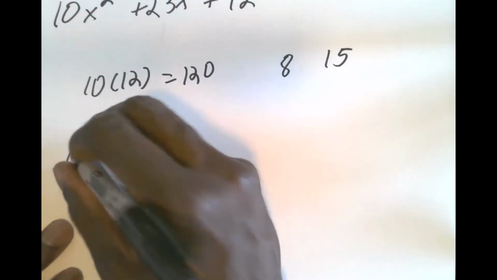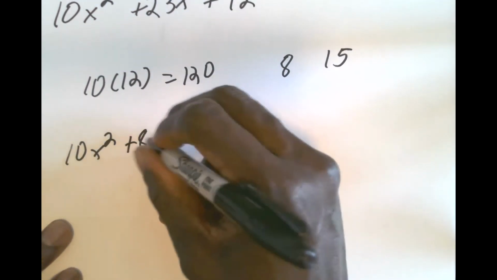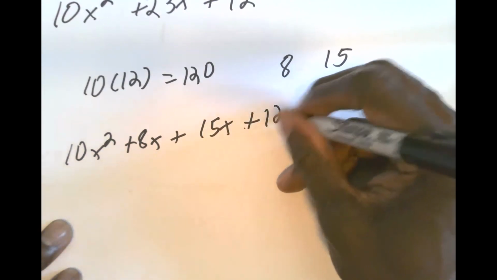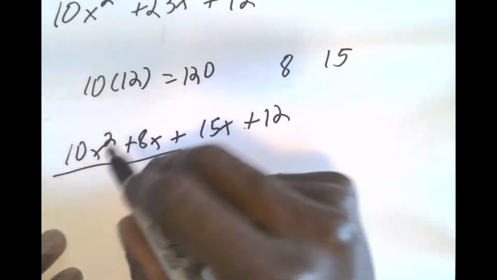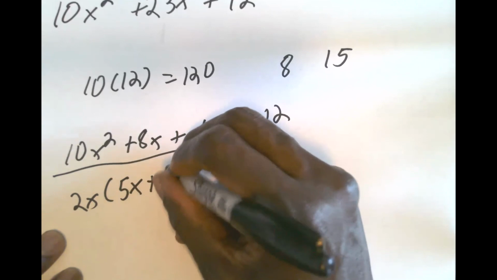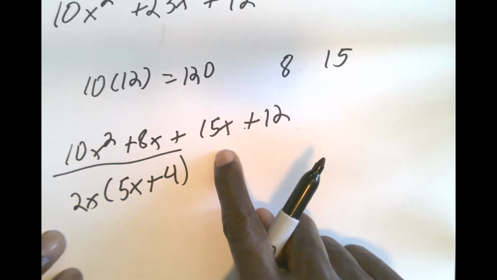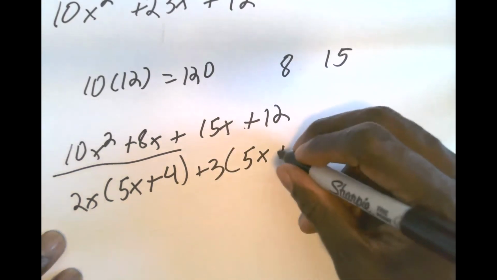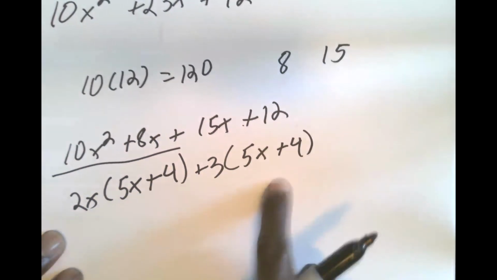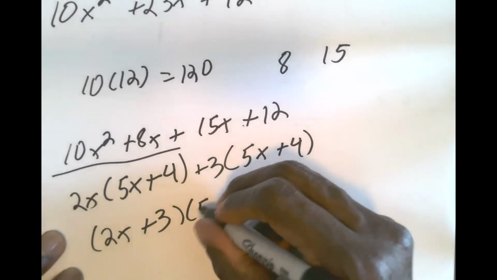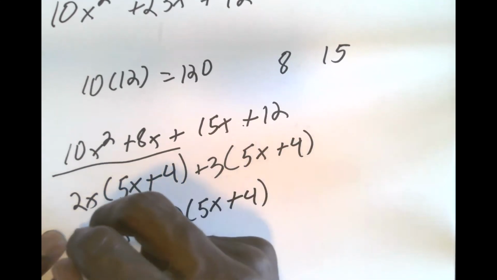And so we'll split this into 8x plus 15x. So I'll go 10x squared plus 8x plus 15x plus 12. And then what's common to this looks like 2x. So we'll take out a 2x. That'll leave us with 5x plus 4. What's common here looks like a 3. So we'll take out a 3. And that'll leave us with 5x plus 4. And you know how it works. These are common. So we'll get 2x plus 3 times 5x plus 4.